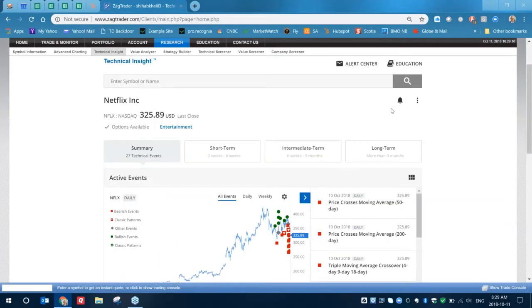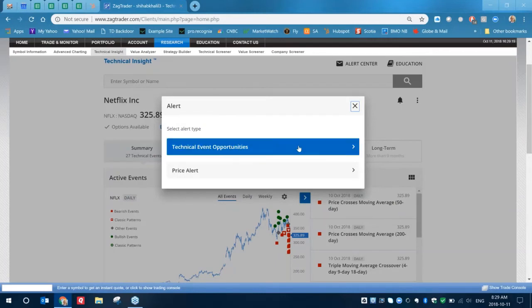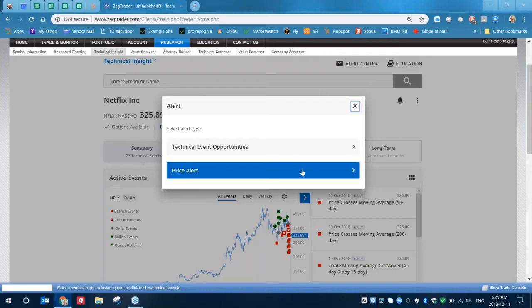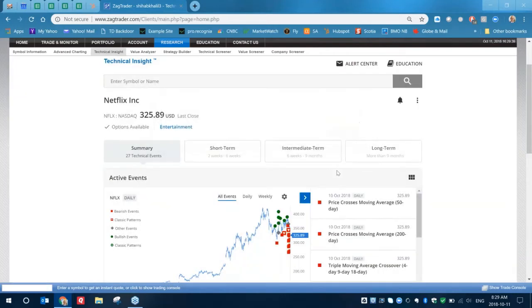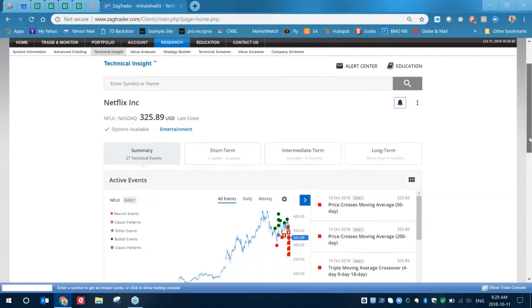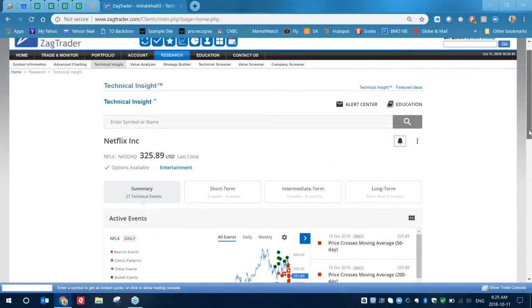And those alerts can be one of two types. It can be a technical event alert. So tell me when some technical event is occurring on the price action of Netflix. I can look for bullish events or bearish events or what have you. Or I can create price alerts, which will tell me when the price of Netflix has crossed a significant level, be it a support or resistance level or a stop level and so on. So we can create those two different kinds of alerts. Alerts can also be created based on a screen. So if we look at what's called the technical screener, which I didn't mention yet, I'll go back to the technical screener here.